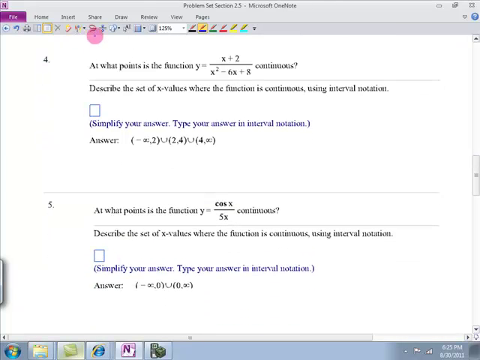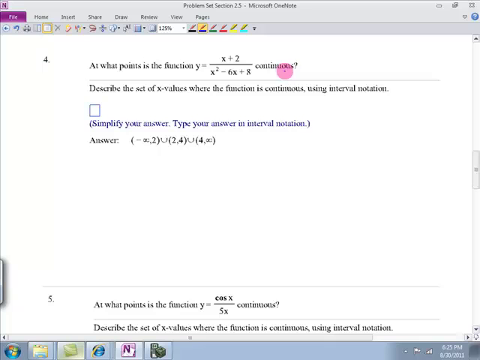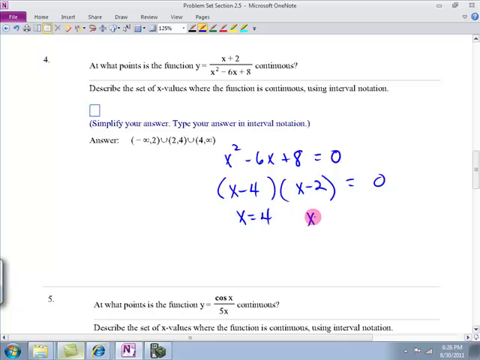All right, number 4. At what points is this continuous? Okay. It's discontinuous where the denominator is equal to 0. So if we didn't have this answer right here, how would we find that out? We would take the bottom and set it equal to 0. And in this case, we have to factor it. And so what are the factors of that? So these are the points where it is discontinuous.